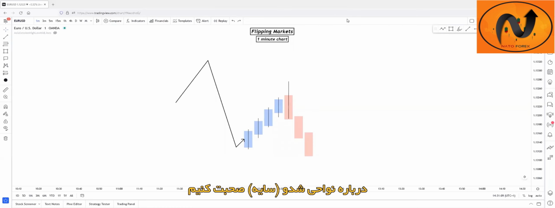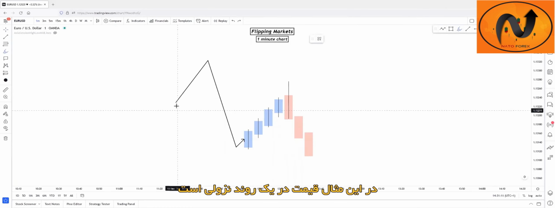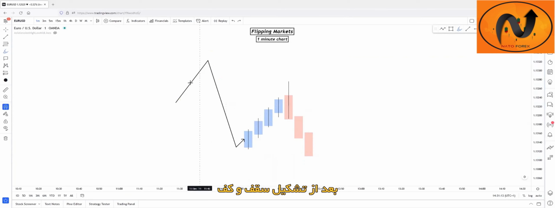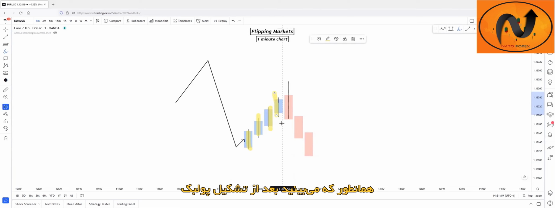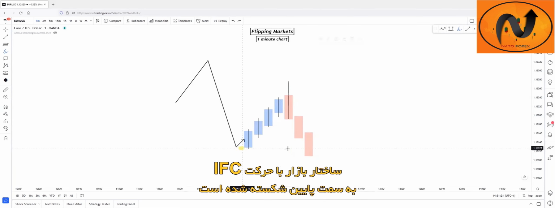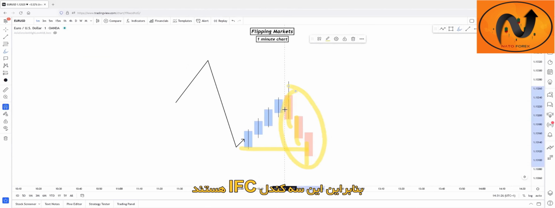Let's talk about the weak zones. As you can see, in this scenario, price is moving in a downtrend. After the high and the low has been created, price started to form a pullback phase. This pullback phase is efficient, as you can see. After the pullback phase, price created a break of structure to the downside with inefficient movement. So these three candles are inefficient.